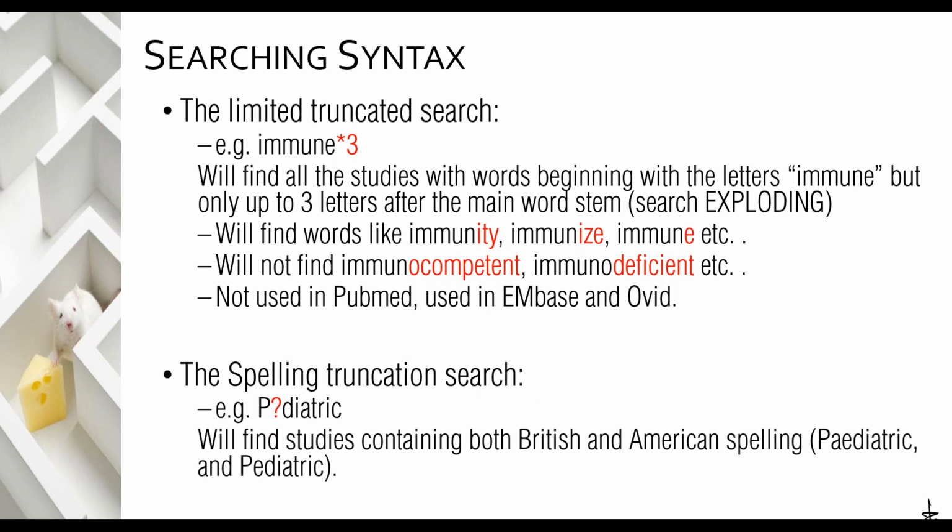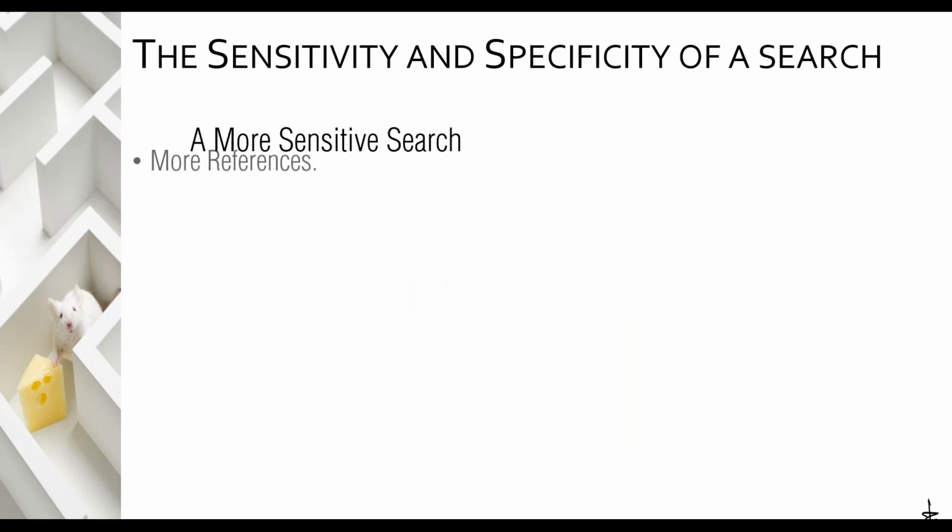Sometimes you might even search words that have different spelling between American and British. So pediatrics spelled the American way, P-E-D-I-A, rather than the British way, P-A-E-D-I-A, as you can see. Instead of EA, the place where there's a spelling difference, I will put a question mark, and that is going to take both spellings into account. Now, this only works in the European databases if you're going to use those. But for PubMed, this doesn't exist. It's just the truncated ways of searching.